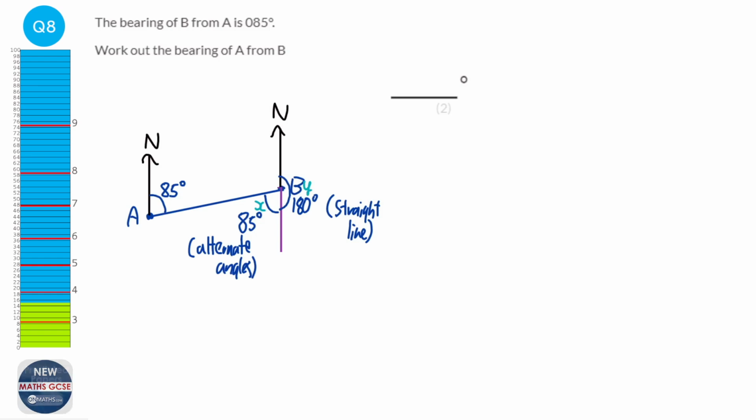And so to work out what the bearing is, I just need to do 180 plus 85. So 180 plus 85 is going to be 265 degrees.